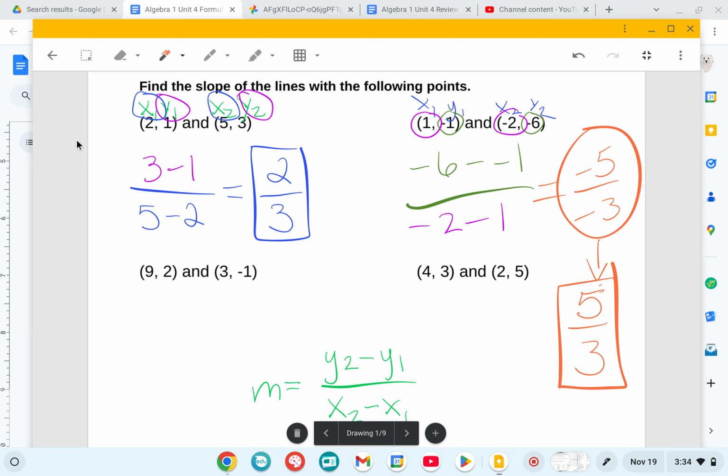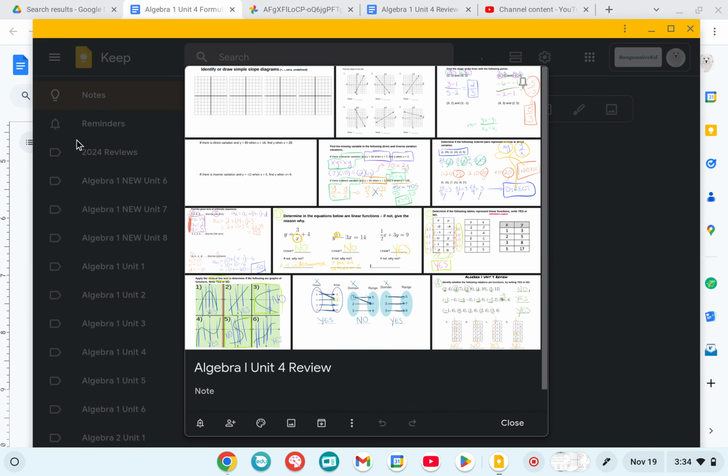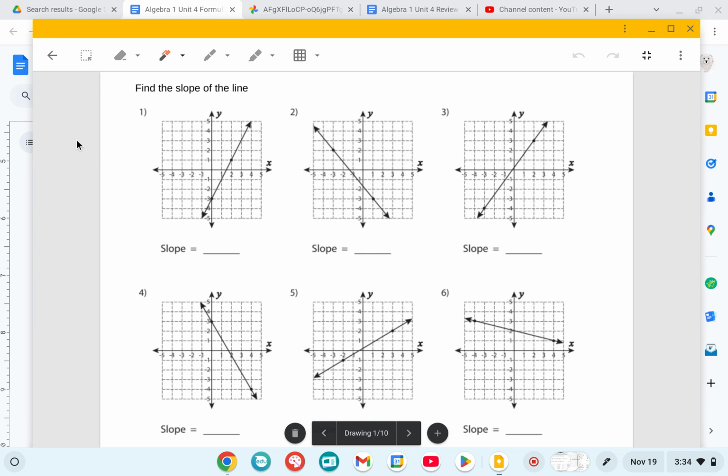Now we're going to look at the graph version of that. The graph version of this looks like this. I'm going to go ahead and highlight the points that we're looking at. We've got a point right here and a point right here. And we're going to count the rise over run. So the rise is 1, 2, 3, 4. It goes up 4.